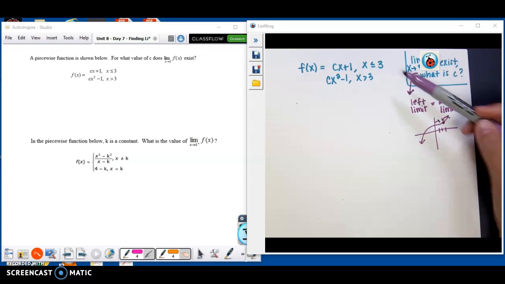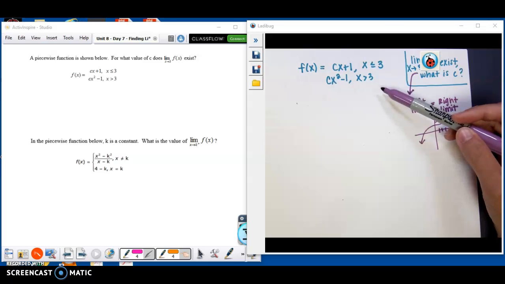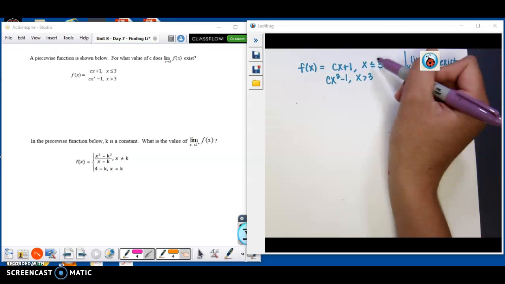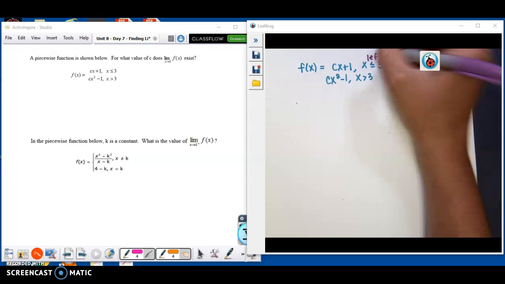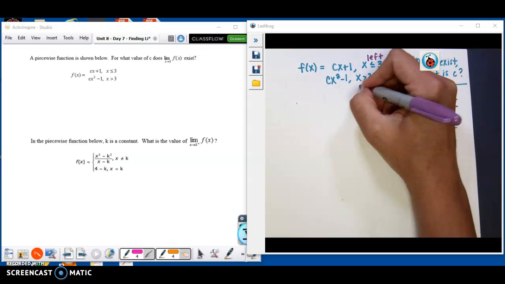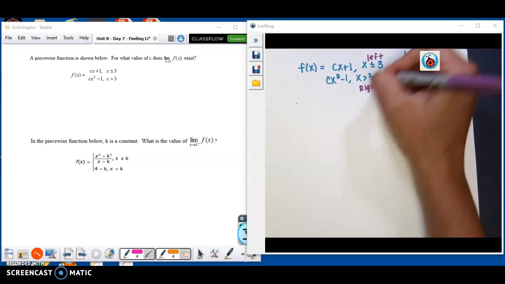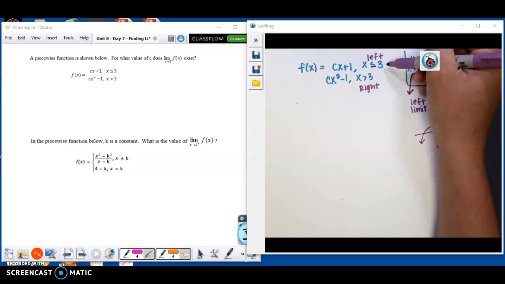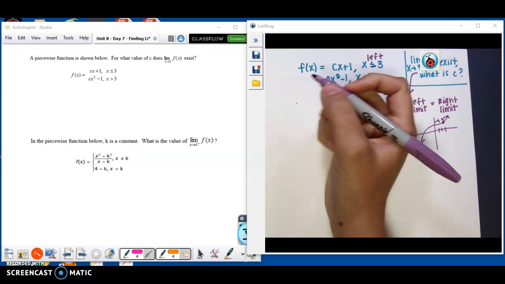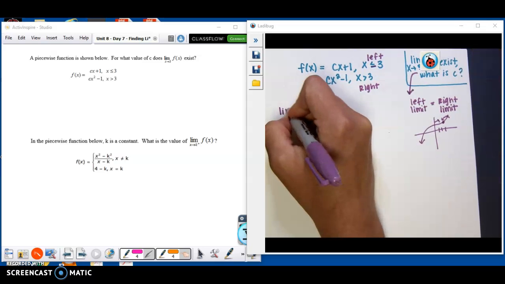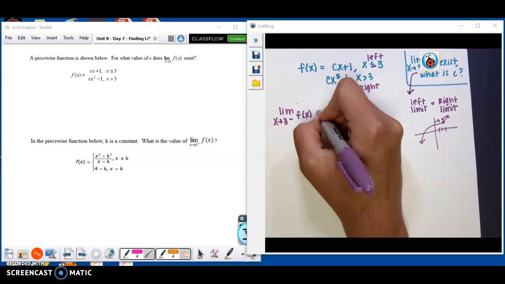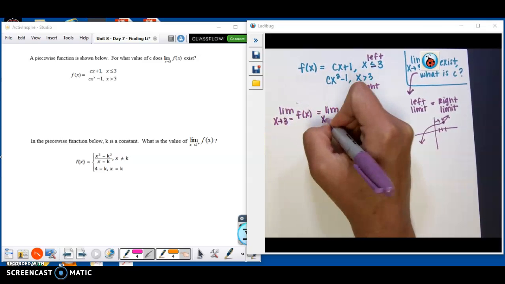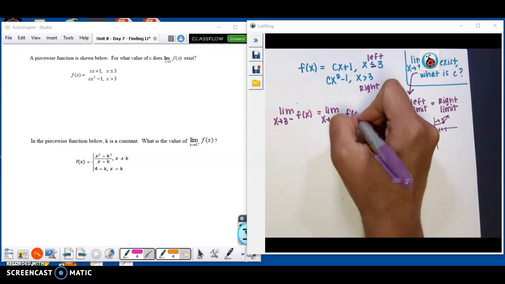So, they give us a piecewise function, which means we really have two different graphs going on here. Because this says x is less than or equal to 3, this means really the left side of the graph. And then x is greater than 3, this means the right side. Because this one has the equal to, that means actually at 3 is what's happening there. So, we know for the limit to exist, the limit as x approaches 3 from the left has to be equal to the limit as x approaches 3 from the right.